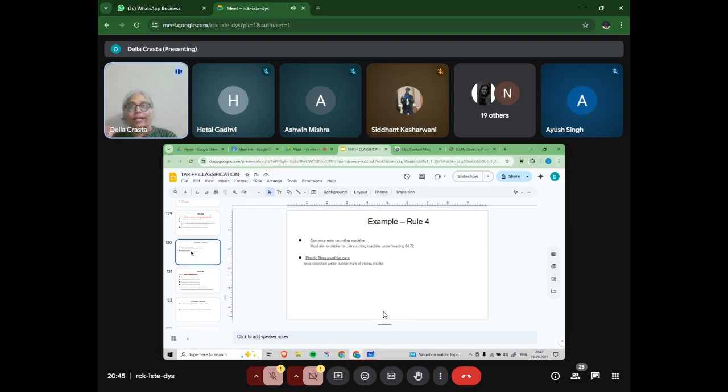Those are spaces that are reserved, those are gaps which are reserved. So tomorrow if there is something similar that comes into existence, easily WCO can insert it in that HSN, in that schedule.